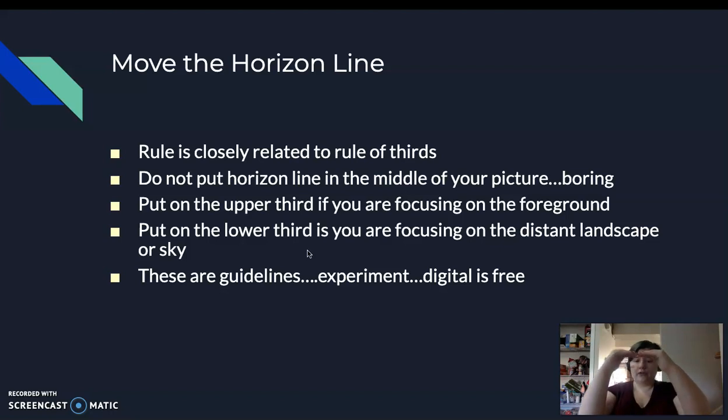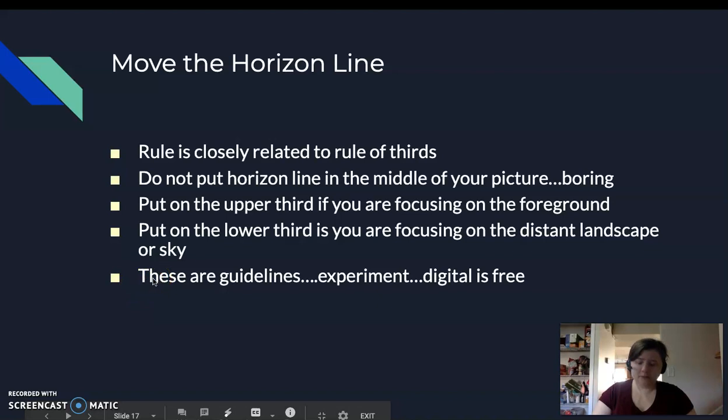Put your horizon line on the lower third if you're focusing on distant landscape or the sky. Now, these are guidelines. I will be talking more about experimenting, but the other thing is digital is free. Try as many different things as you can and find what speaks to you.